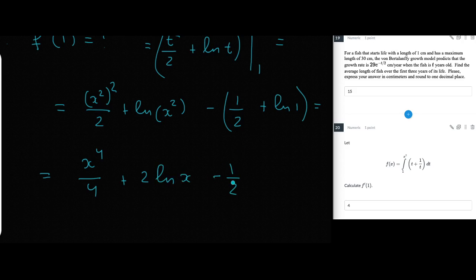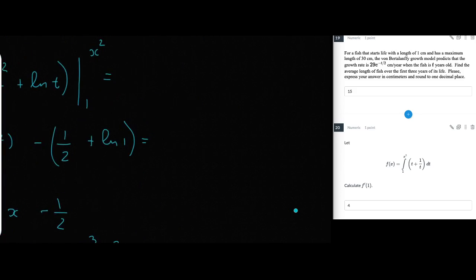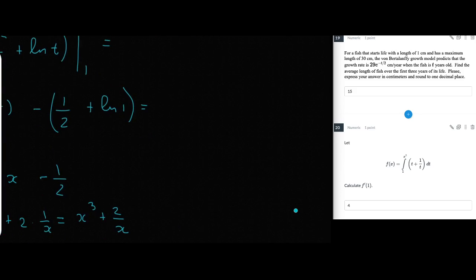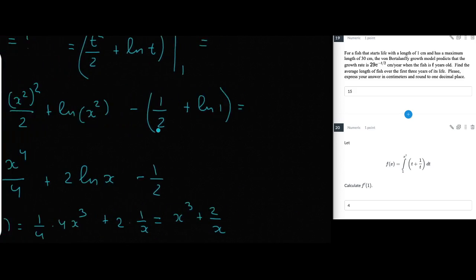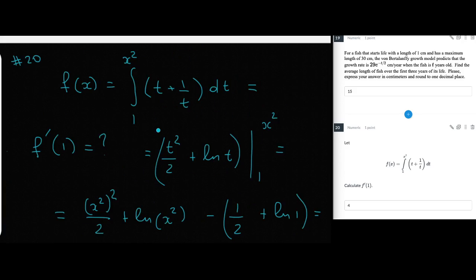So basically this is our function. Now it's easy to calculate the derivative of this function. F prime of x equals 1/4 times 4x cubed plus 2 times 1 over x. Negative 1/2 is going to go away. The derivative of that is 0 because it's a constant, and we get x cubed plus 2 over x. Now here of course you can substitute the value of 1 for x, right?